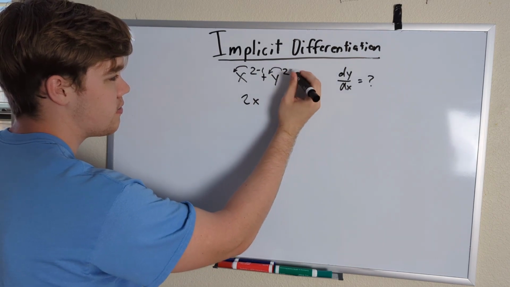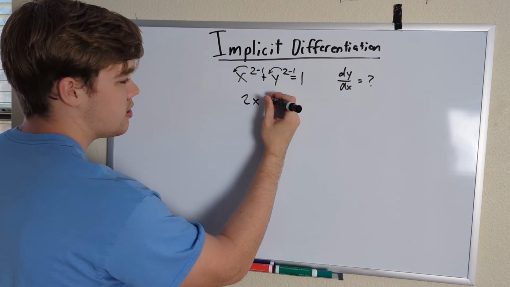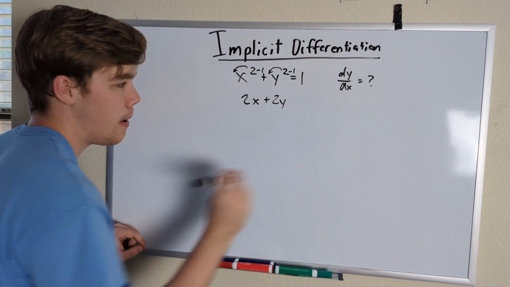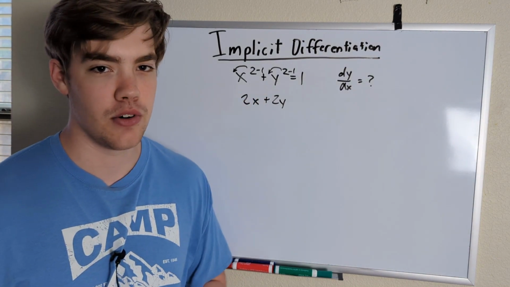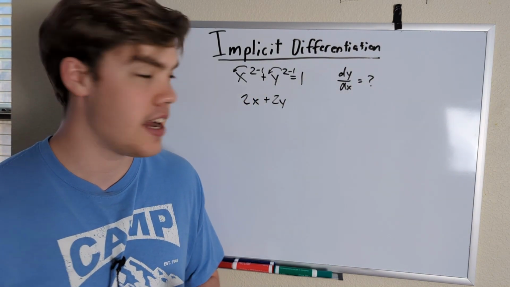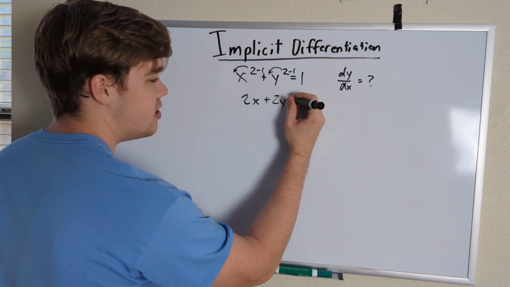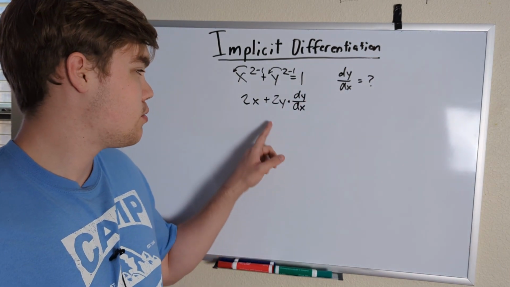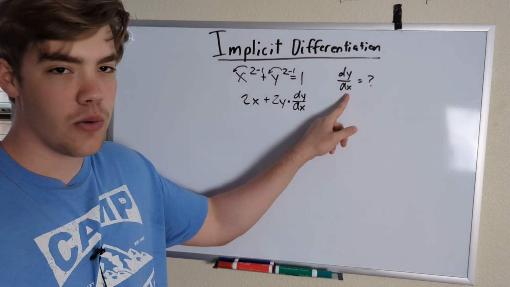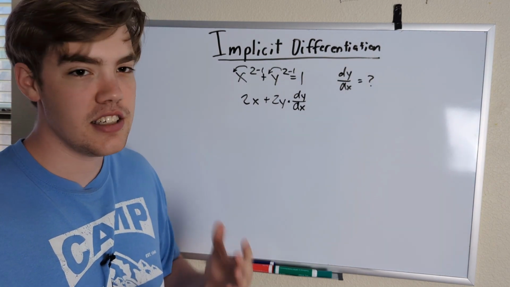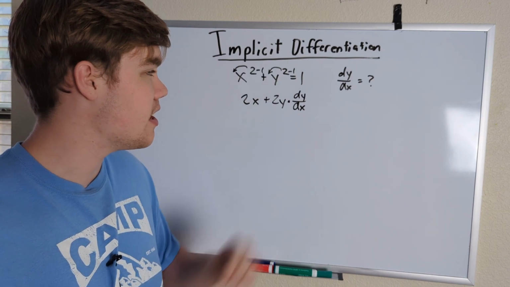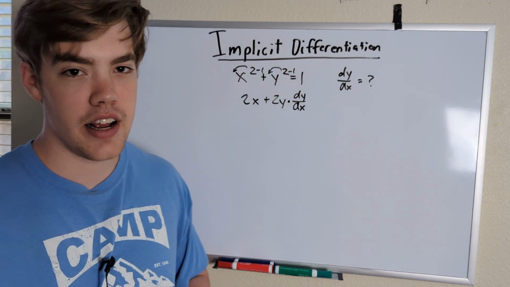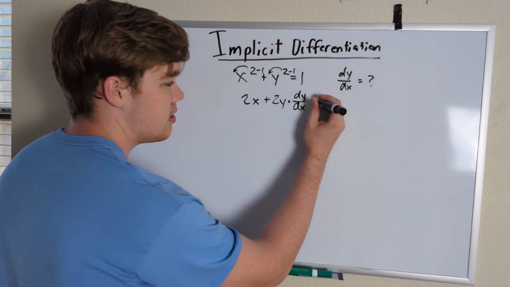We can actually do the same thing for the y variable as well. We bring this 2 down to the front, subtract 1 from the power. So this is equal to 2y. But since we have a y variable here when we're trying to derive with respect to x, we have to tack on a dy dx. The reason we do that is because we're deriving for the y variable, and after all, we do need to find dy dx, not d dx, so we need to tack this on here. And this is equal to the derivative of 1, and the derivative of any constant is just 0.